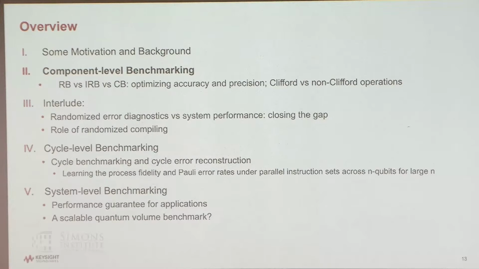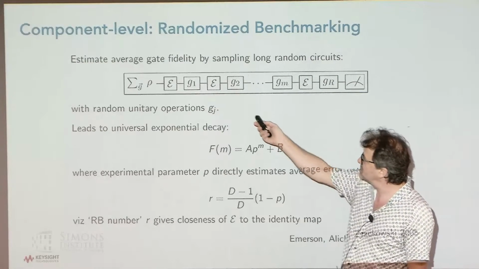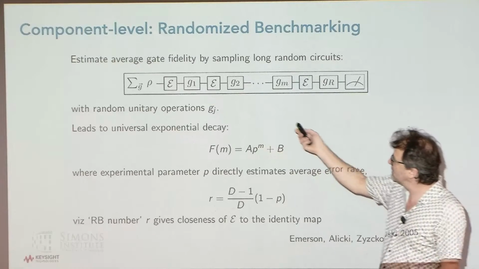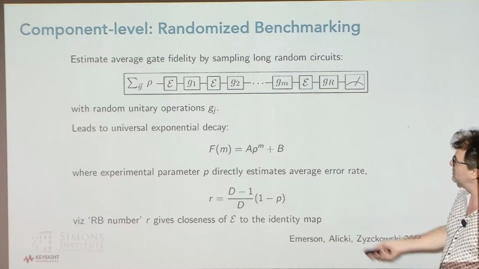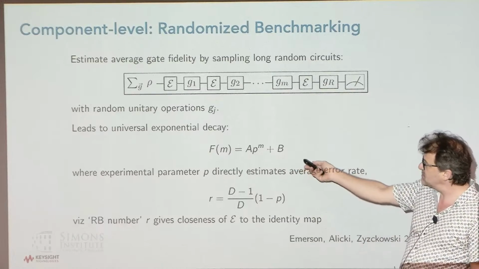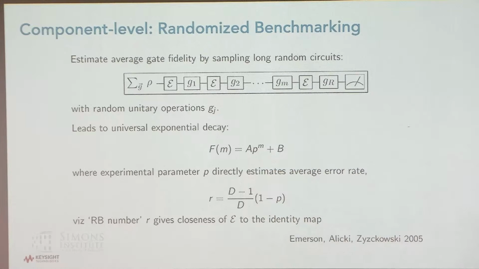All right, great. So that's a quick recap of some basics. And now let me review standard component level benchmarking and talk about some very recent developments there. So the idea of randomized error estimation stems from saying, well, look, why don't we just run a long sequence of random gates? And as long as these gates are drawn from a group, we can talk about associating an error with each gate. In the original result back in 2005, we just assumed the errors were independent of the gate, as a simple model. And then we showed you get an exponential decay where the decay parameter corresponds to the average gate infidelity. This is now just called the RB number.